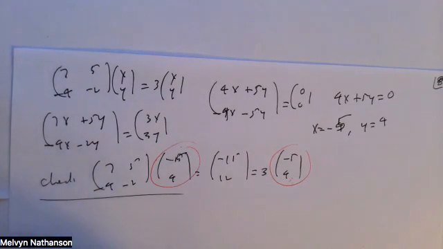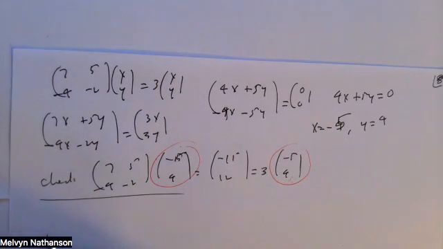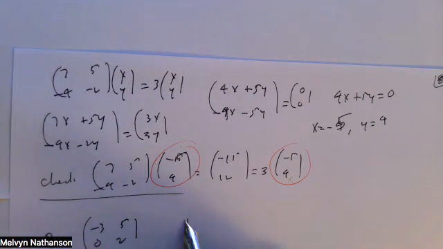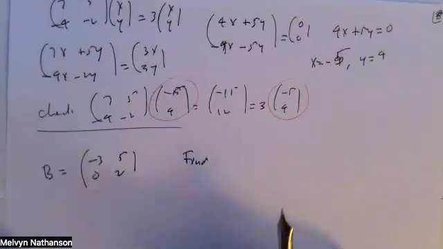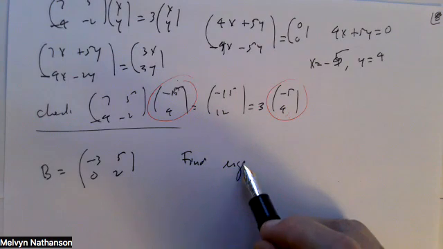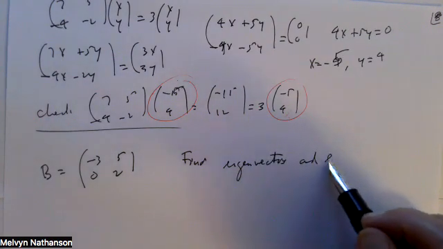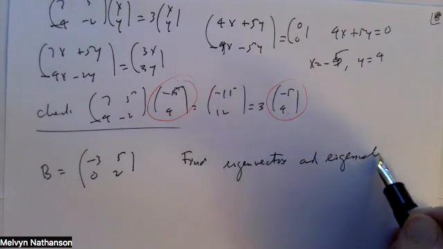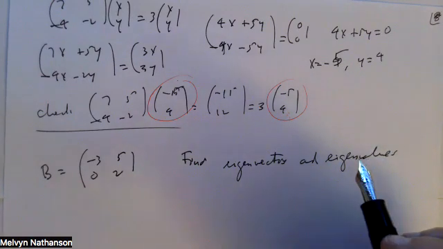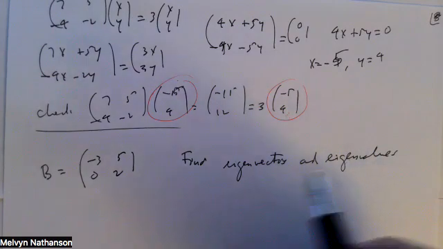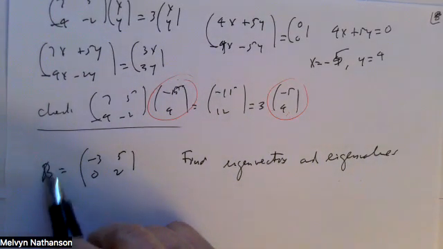Let's look at this example. Suppose I take the matrix, I'll call it B, which is minus 3, 0, 5, 2. And we want to find eigenvectors and eigenvalues. Well, let me just call it A again.